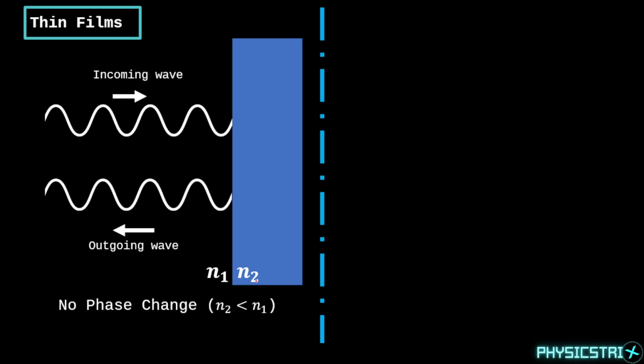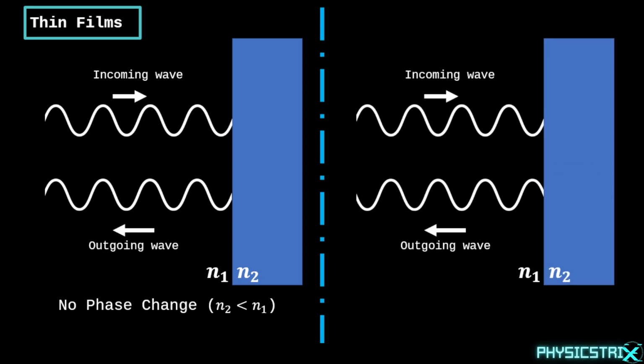So if n2 is smaller than n1, then the wave will experience no phase change. However, if n1 is smaller than n2, then the wave will experience a phase change. So how does that help me in understanding thin film interference?